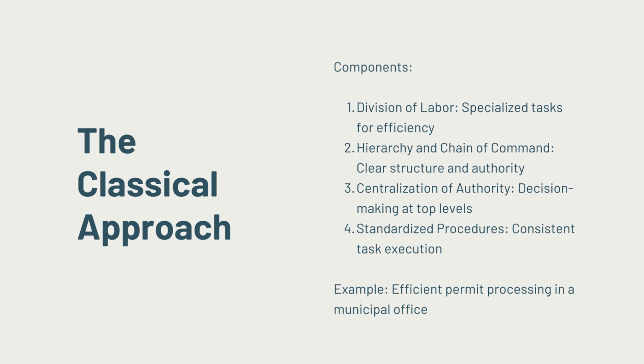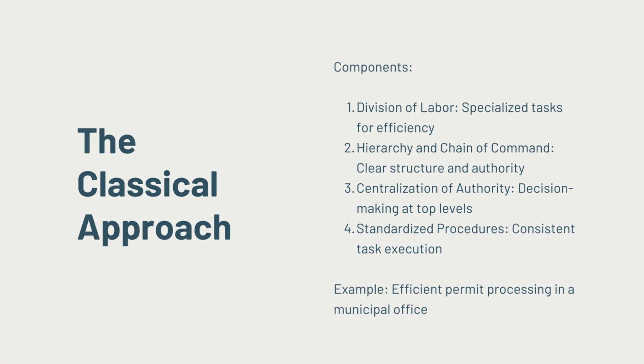Example, in a government office responsible for processing permits, one group of employees might handle the intake of applications, another group might conduct inspections, and yet another group might process approvals. By dividing labor in this way, the office can process permits more quickly and with fewer errors.